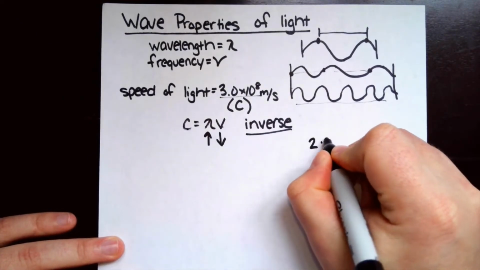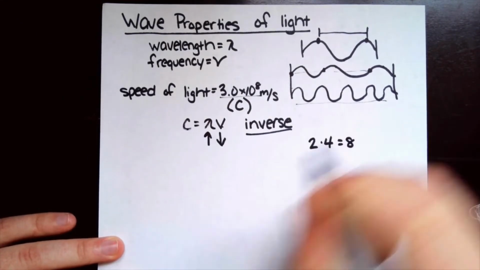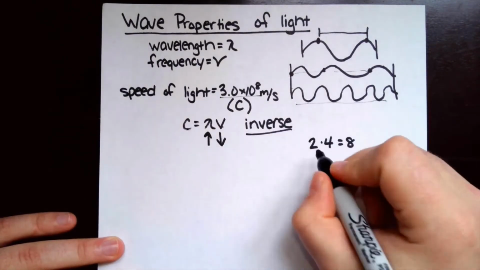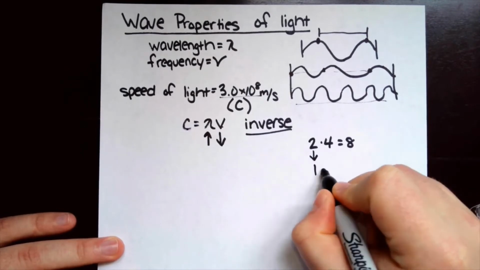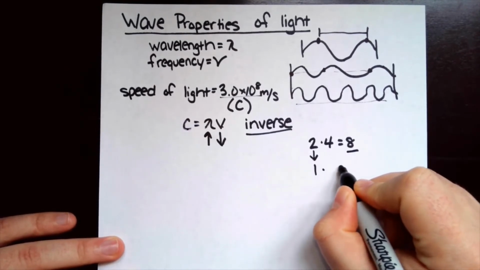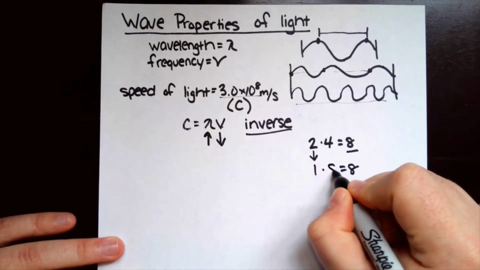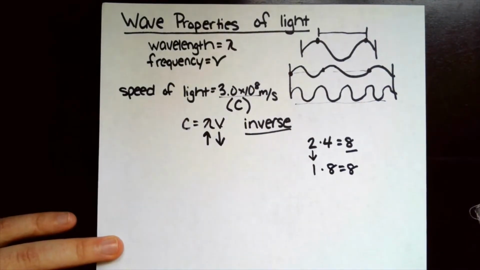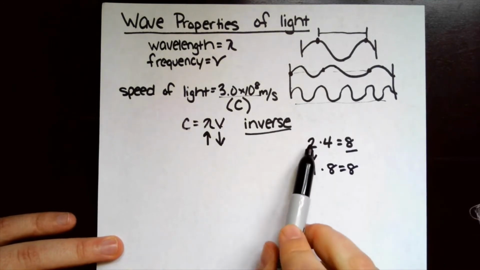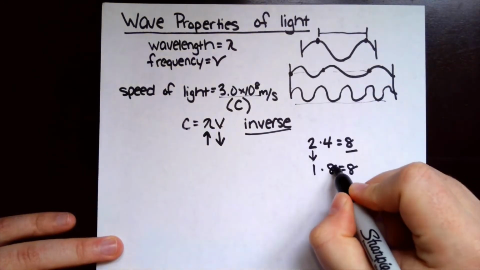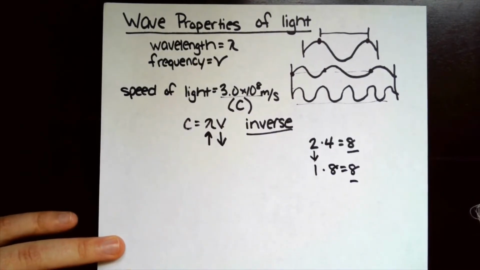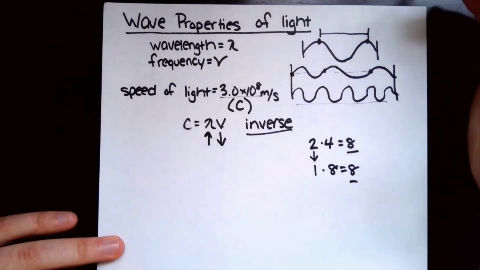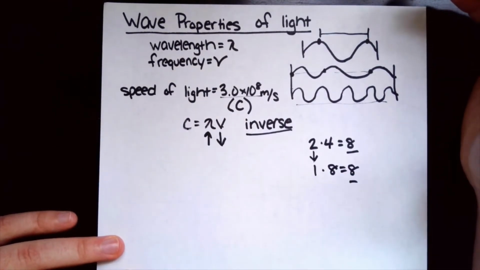Think about it this way. We know 2 times 4 equals 8. Let's say we decrease 2 to 1. Now they have to be equal to a constant, so 1 times what equals 8? Well, 1 times 8 equals 8. As you see, when 2 went down, 4 had to go up in order to remain equal to that same constant value. That's an inverse relationship. So wavelength and frequency are inversely related. If one goes up, the other has to go down.